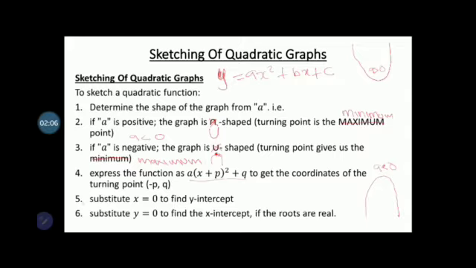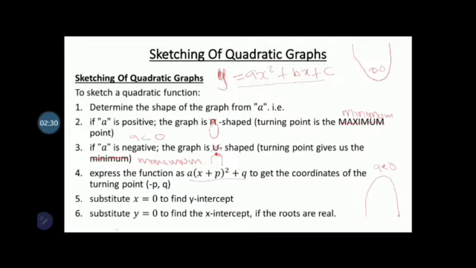Then the second last stage, find the y-intercept. You want to find where the graph is cutting the y-axis. So in the y-axis, the value of x is 0. Substitute 0 in the original equation given to you. Find the corresponding y. The x has already been found as 0. You're just finding the y.